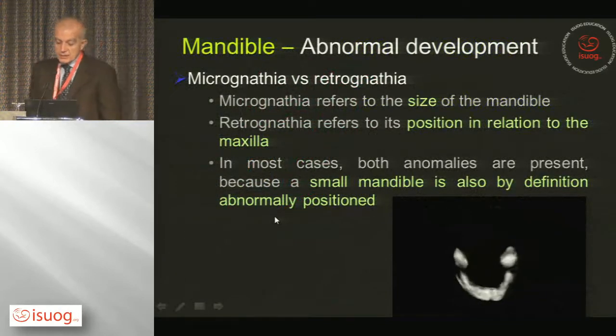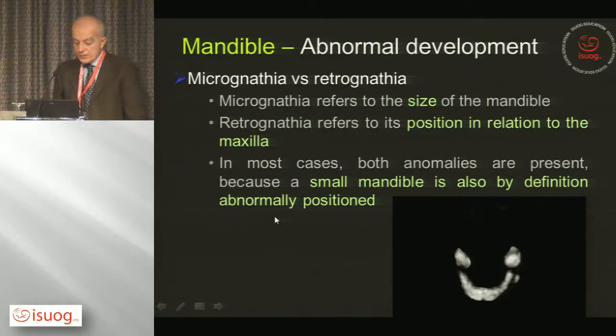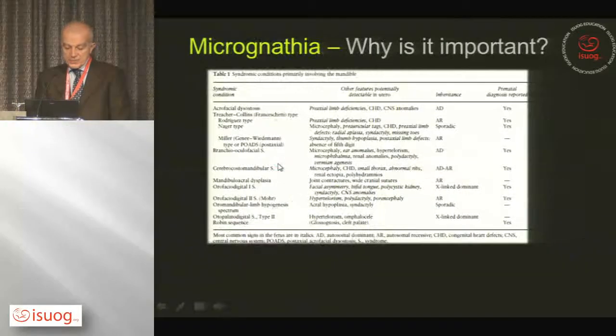And finally, the mandible. The mandible is very important for you to assess. Formally, you should differentiate micrognathia versus retrognathia, where the former points to the size of the mandible and the latter refers to the position in relation to the maxilla, but in most of the cases you have both at the same time, of course.